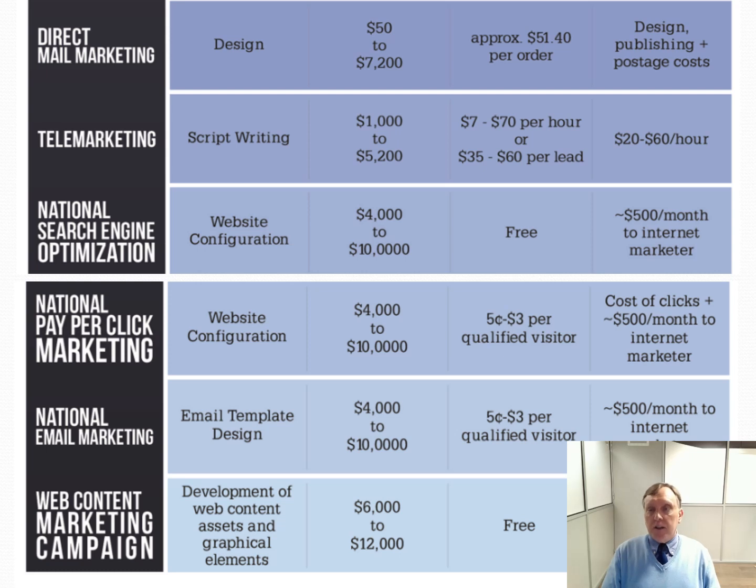Web configuration, again, normally once that's already done, that's free to actually operate over a period of time, but it can cost somewhere between $4,000 and $10,000 to actually get configured so that it's maximized. Then it can additionally cost on a monthly basis to actually operate that as an internet marketer. Pay-per-click, 5 cents to $3 per visitor, but again, to actually set it up can cost $4,000 to $10,000, and then the cost of clicks, you will have a particular budget that will operate over a certain period of time.